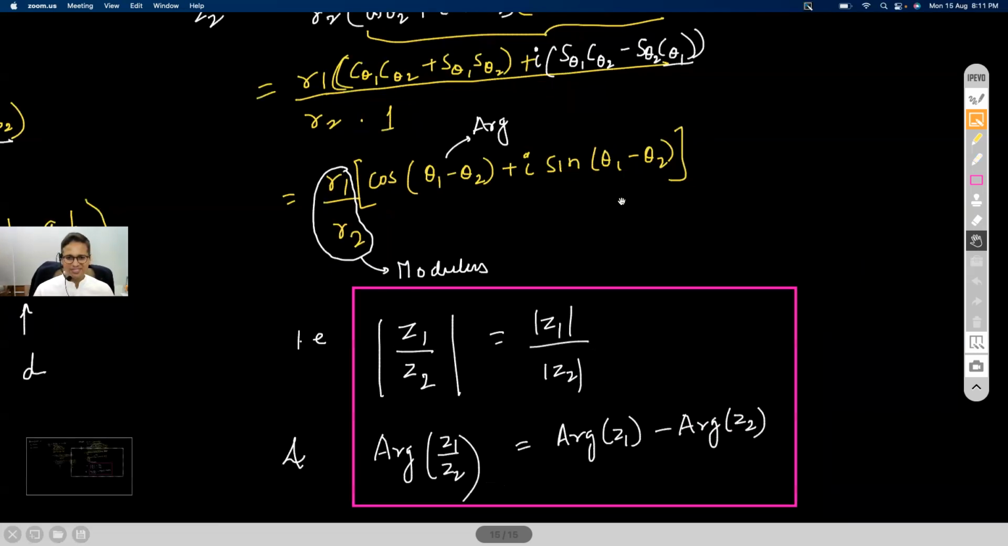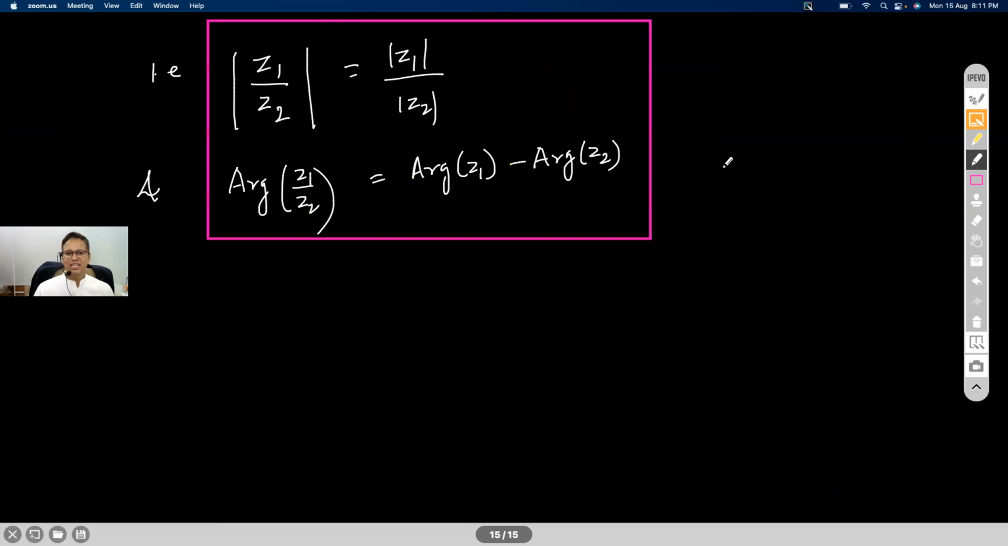Clear? Any questions? I'll give you a simple example. Let us say my complex number was 1 plus i. Or let's say I take 1 plus root 3i. And my other complex number was, let's say, 2 root 3 plus 2i.